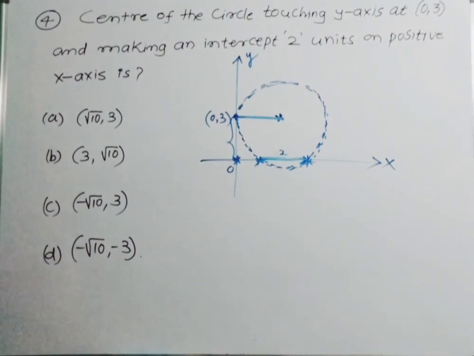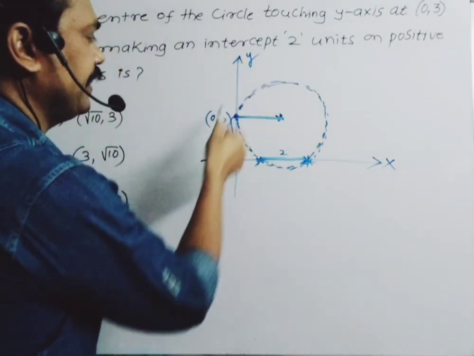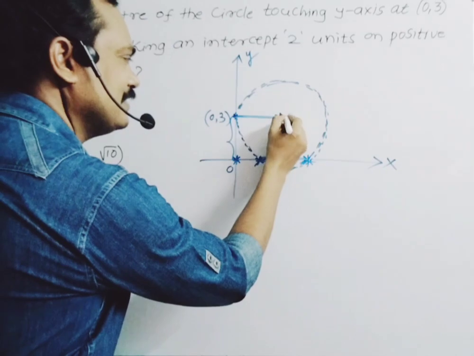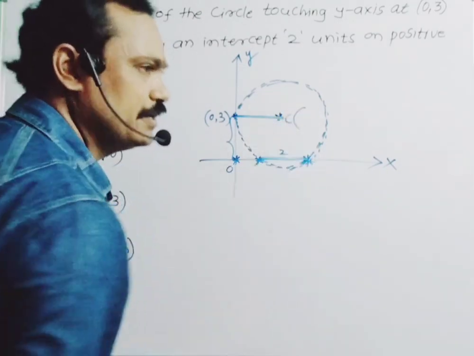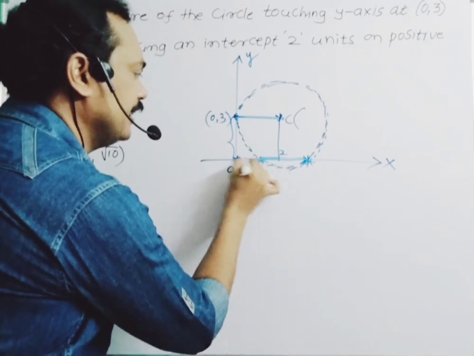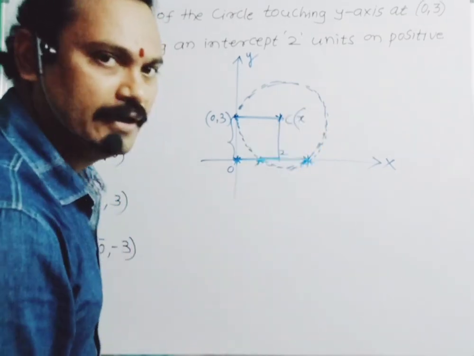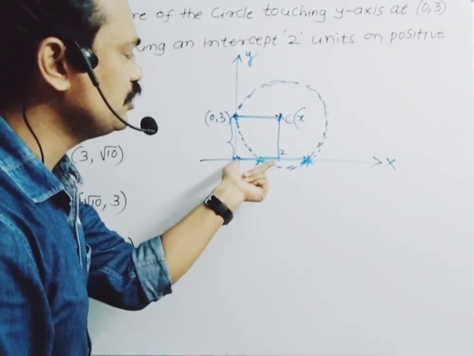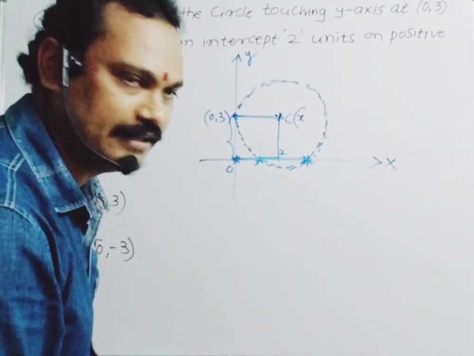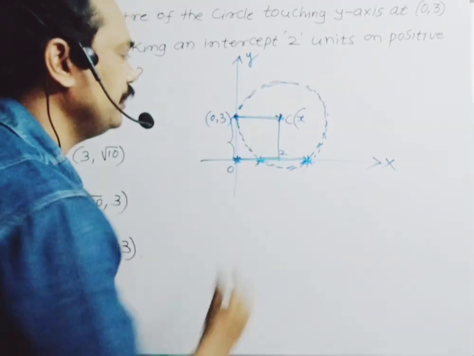Okay, are you clear? This circle is touching the y-axis, and what is the center? Can you assume? What is the center? This length is the horizontal length. How much it is, we don't know. Let us say the x coordinate of the center is some x units. We don't know this horizontal length. And the vertical length, you know well. What is the vertical length? 3 units.